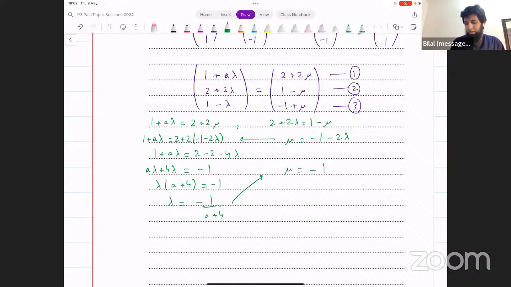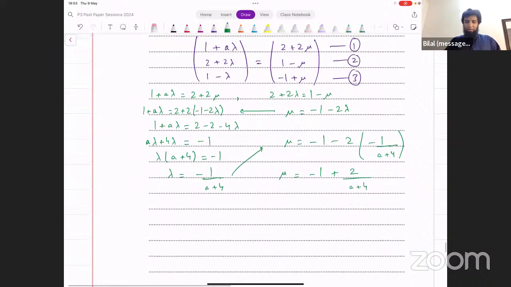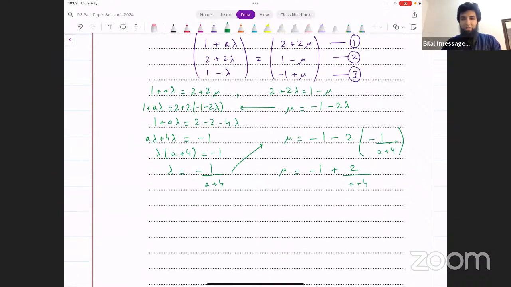Mu equals minus 1 minus 2 into minus 1 over a plus 4. Let's see what this turns out to be. Minus 1 plus 2 over a plus 4. You can take LCM if you want, or just leave it like this, and that's okay. These are the values that we're getting for lambda and mu.